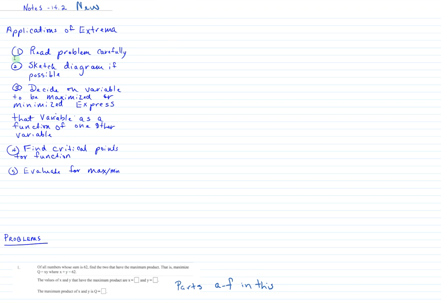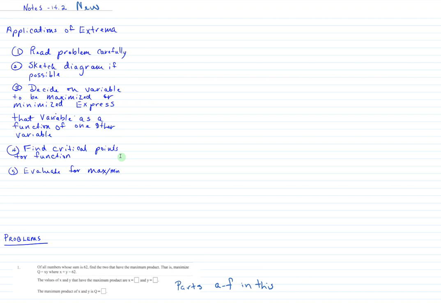So the steps are, number one, of course, read the problem carefully. If you need to read through it more than once, do that. Number two, sketch a diagram if possible. If it's something that requires a picture, let's try to draw something. Number three, decide on the variable that you're going to maximize or minimize and express that variable as a function of one other variable. Find the critical points for that function.